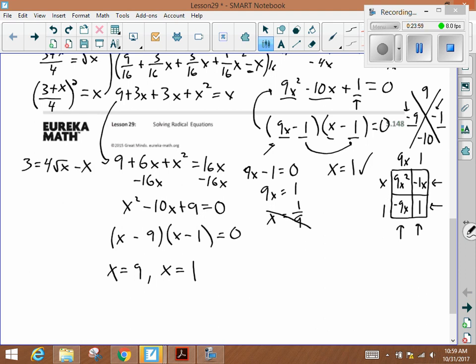Okay, so let's check 9. So 4 times 3 minus 9. Yeah, that checks, right? 12 minus 9? Check. All right, let's try 1. 3 equals 4 times the square root of 1 minus 1. Yeah. Right? That's 4 minus 1. So they both check. Boom. So it's not always the case that you'll have an extraneous solution. Sometimes they'll both work.